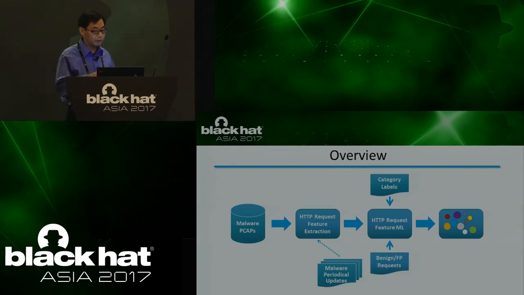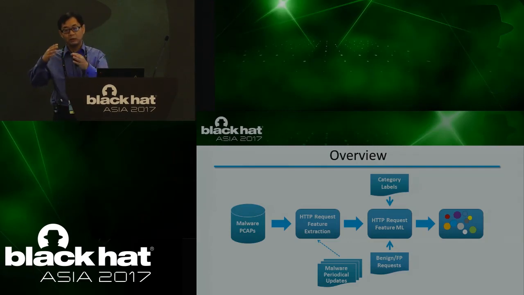We have our malware PCAPs, basically the network traces. We have big repositories. From that data, we extract the HTTP requests. We convert those requests to feature vectors in order to do the machine learning studies. So we use these request features. I'm going to talk about the method later, to do the machine learning and create a model.